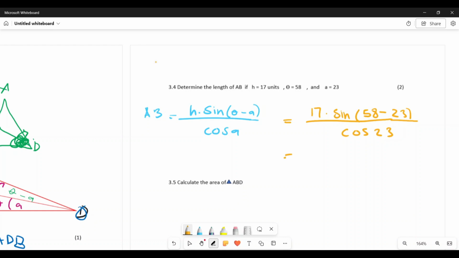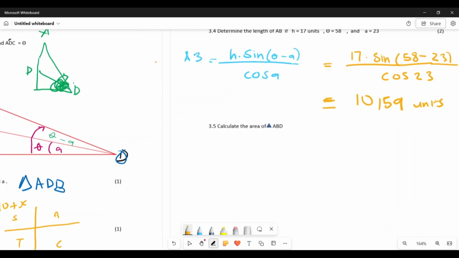Now let me punch this into my calculator. In my numerator, I have 17 multiplied by sine 58 minus 23. The denominator is cos 23. And my AB length should be equal to 10,59 units.